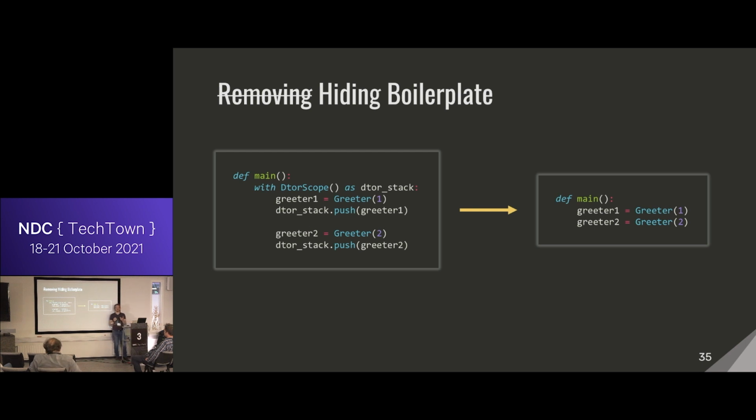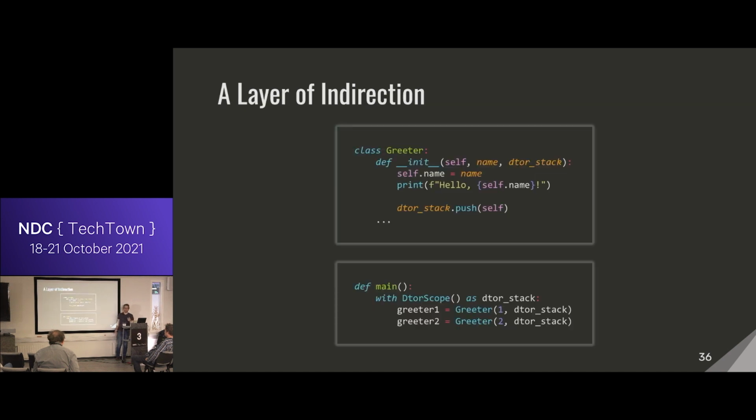Basically, we want to remove, or if we cannot remove, hide all the boilerplate in our code. We want to change from the fact that we explicitly create a destructor scope, we give it a name, create a greeter, we push them explicitly onto the stack, and then it gets destructed, to just the simpler code inside. We create a greeter, and that's it, it just works. So whenever we want to hide something, we usually add another layer of indirection. In our case, this is what we're gonna do.